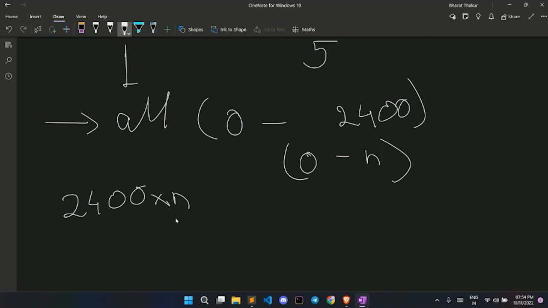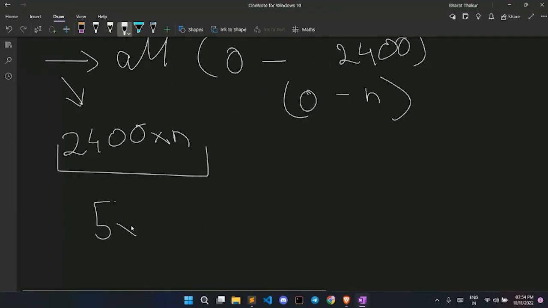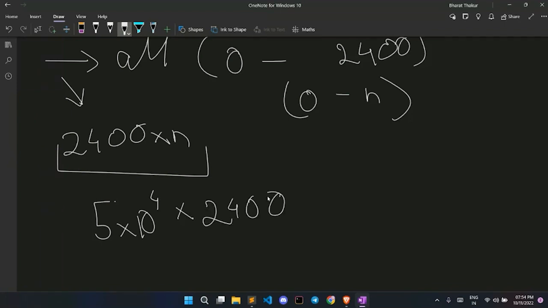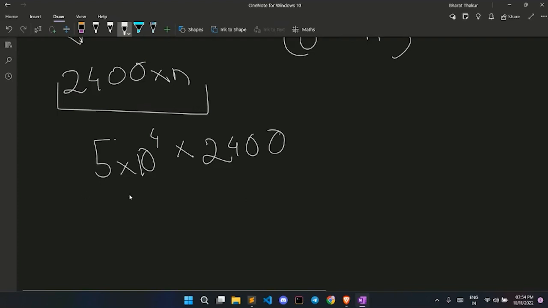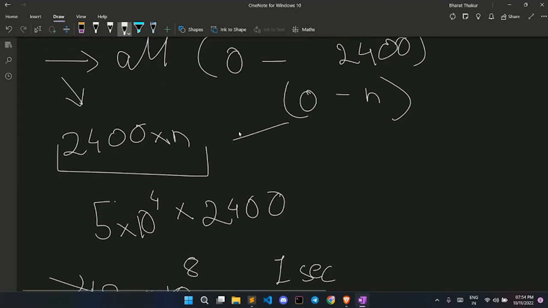Okay, so this will be 2400 cross n, and let's see whether this is workable in 1 second or not. So n is 5 into 10 power 4, and this is 2400. So you can see this will be something around 1.2 into 10 power 8. So see, this is more than 10 power 8. So we cannot do this in 1 second. So we should avoid it.